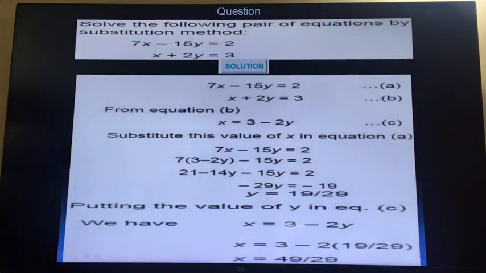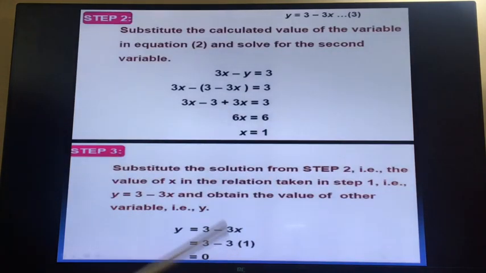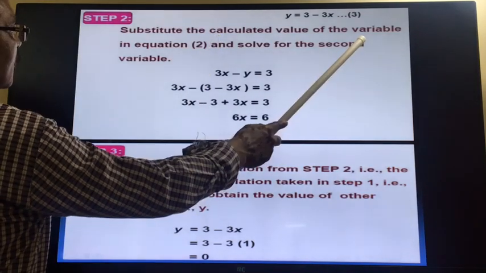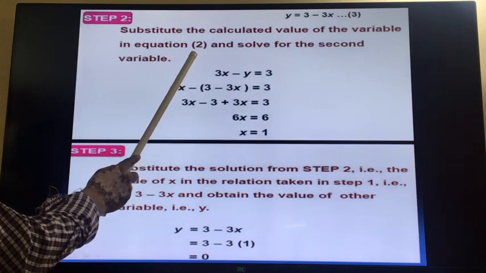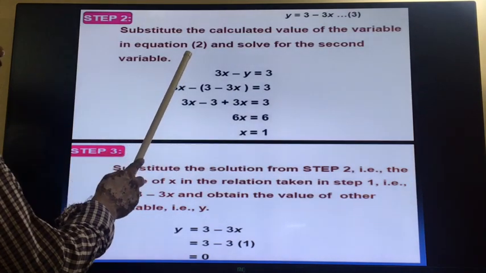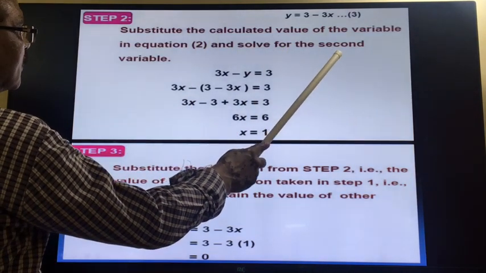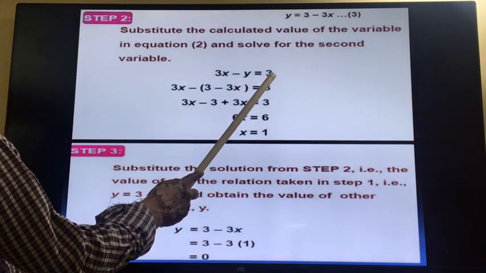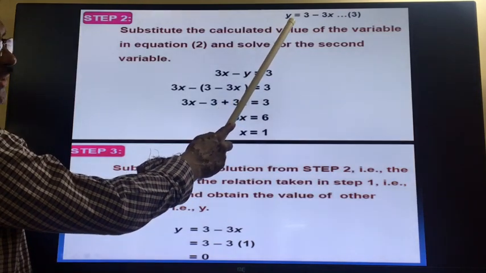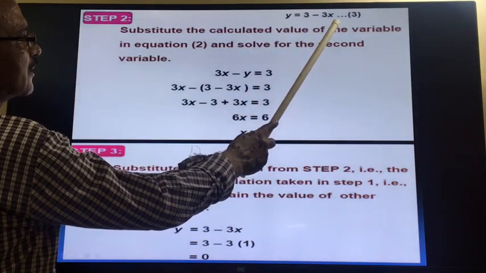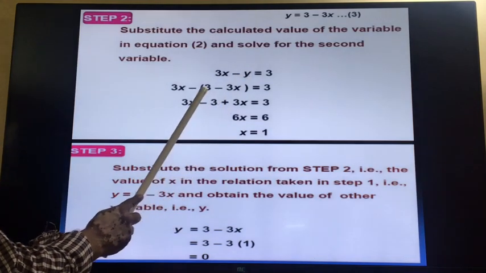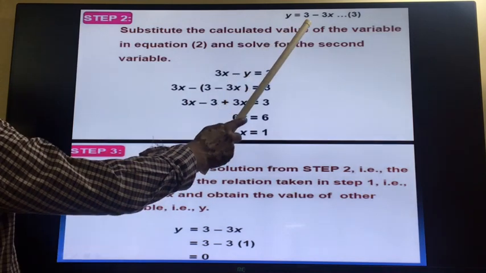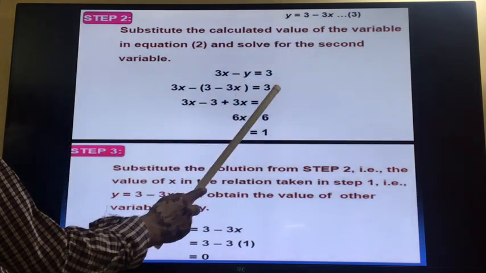Second step says: substitute the calculated value of the variable in equation number 2. So we will put this value of y in equation number 2 and solve for the second variable. The second equation was 3x minus y is equal to 3, and the value of y we calculated from the first equation was 3 minus 3x. So in place of y we put 3 minus 3x. We get 3x minus (3 minus 3x) is equal to 3.